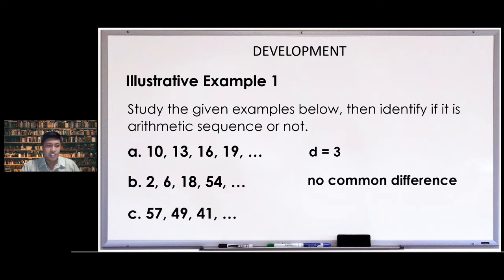For letter C, we have 57, 49, 41, and so on. Is this an example of an arithmetic sequence? Let's find out. 49 minus 57 is negative 8. 41 minus 49 is negative 8. Meaning, there's a common difference of negative 8. So this is an example of an arithmetic sequence.